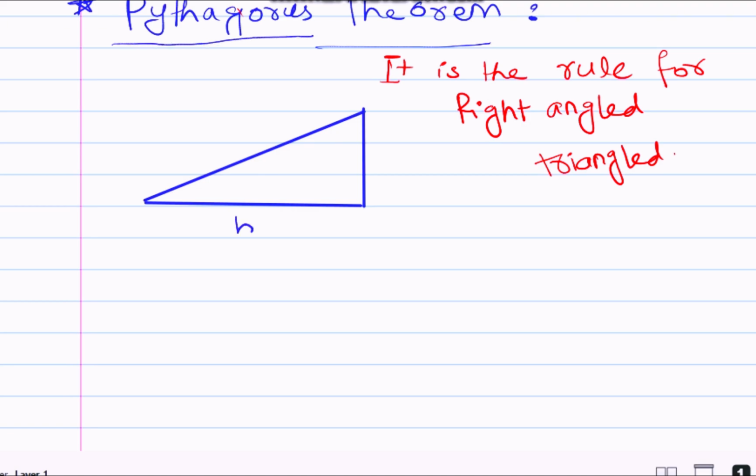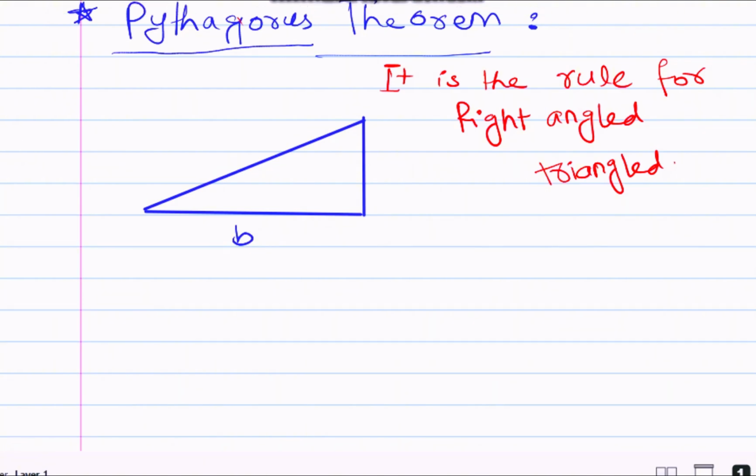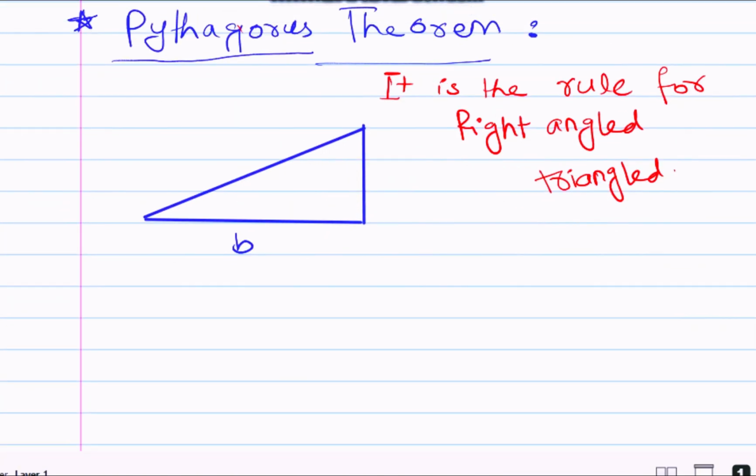Now this is the base length. This will be the height length, and we can also give some names to this. For generality, we say that this length is A, this length is B, and this length is C.